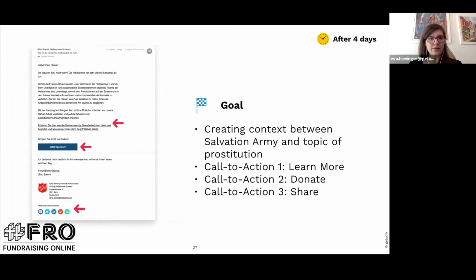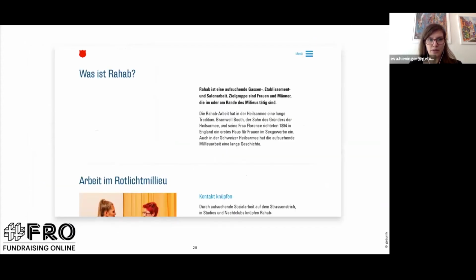And then after 4 days, there was the first email sent out where we explained the context, what Salvation Army is actually doing with the topic of prostitution. And there was a call to action which brought people to learn more about the project Salvation Army in Switzerland and Zurich is working on with sex workers. This was the landing page.